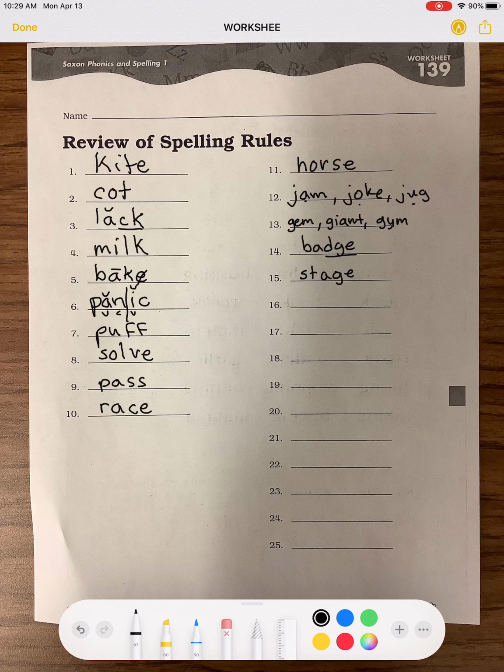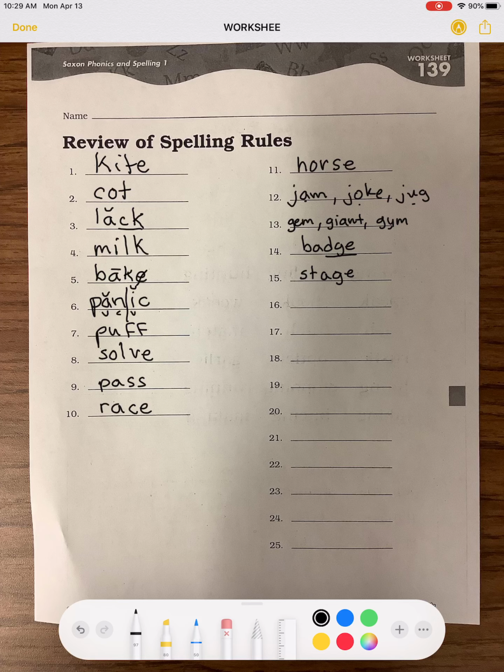we just add the suffix to the end of the root word. Okay, we don't have to change anything. So in the word careful, I'm adding the word full to the word care. Careful. C-A-R-E-F-U-L. Now let's think about our dropping rule.